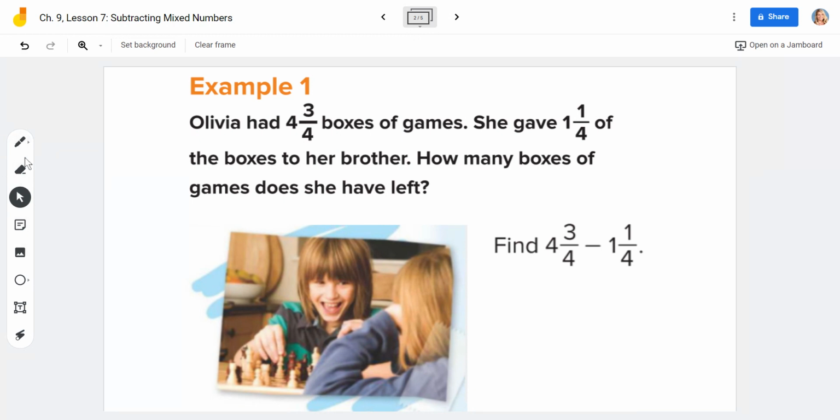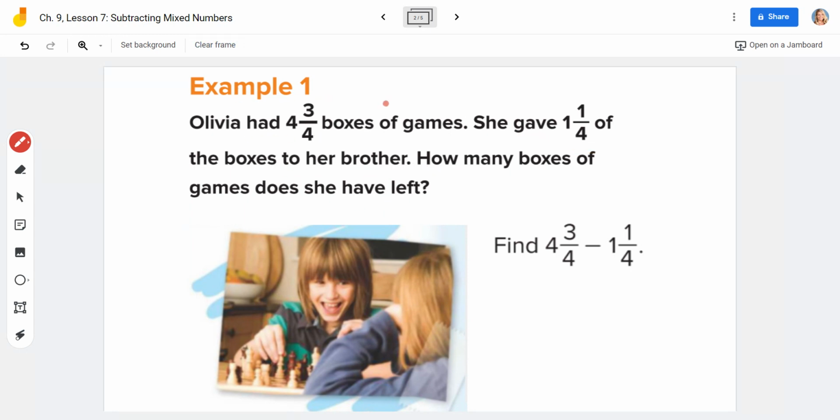Olivia had 4 3/4 boxes of games. She gave 1 1/4 of the games to her brother. How many boxes of games does she have left? So we need to subtract, because she had this many games. She's given this amount away, and it's asking how much does she have left. So we know we need to subtract.